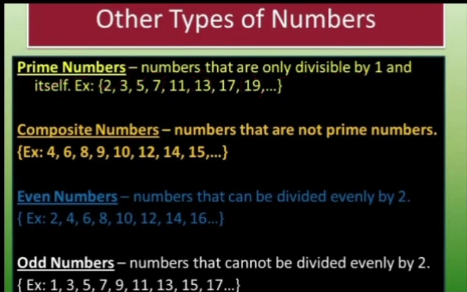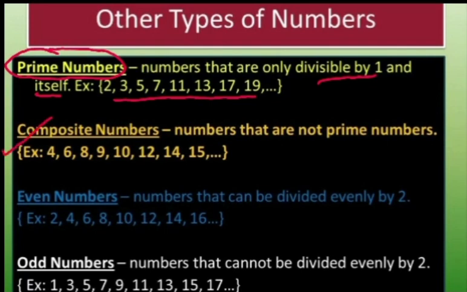So, if any number is divisible by 1 and itself only, then we call such numbers prime numbers. These are called prime numbers. That is, if there are only two factors, 1 and the number itself, then we say these numbers are prime numbers. And what are composite numbers?